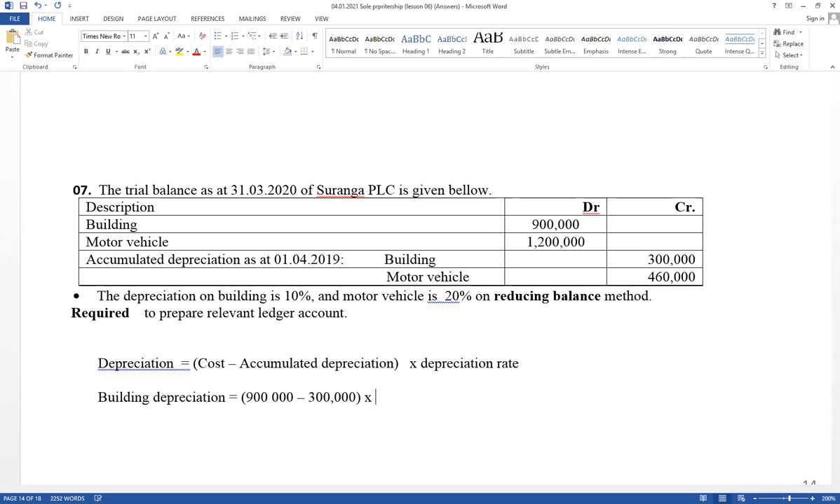Think about reducing balance methods. Cost minus accumulated depreciation into percentage. Then take the answers. Therefore, this one minus this one equals 600,000 into 10% equals 60,000. This is the annual depreciation. Then record in the same way: depreciation expense account debit, accumulated depreciation account credit. Only the calculation way is different. And building and motor vehicle depreciation are also the same way. Motor vehicle depreciation.